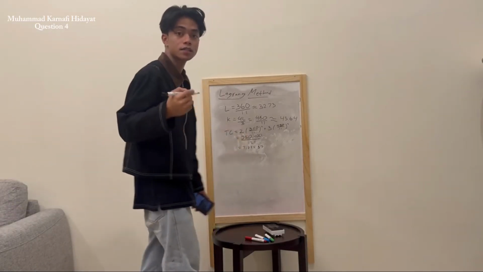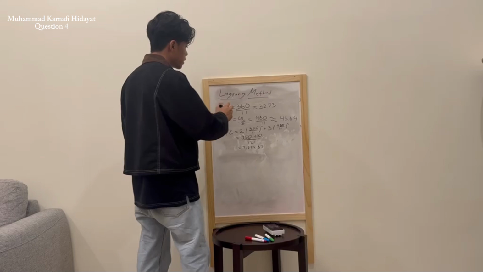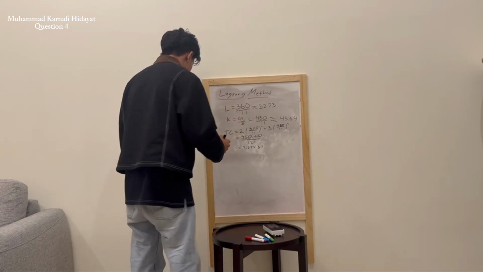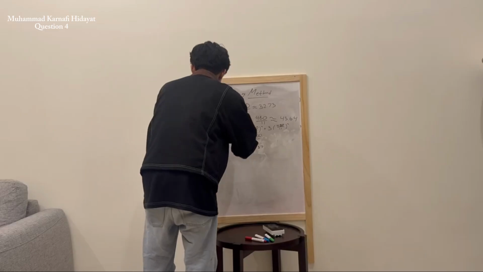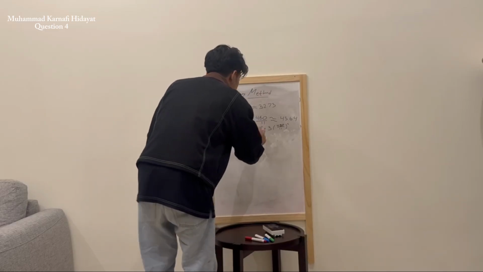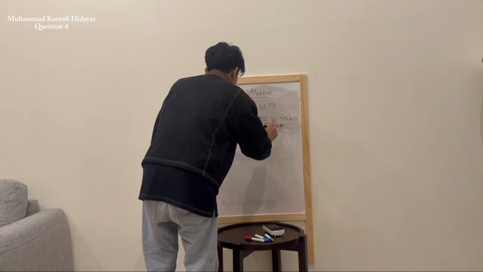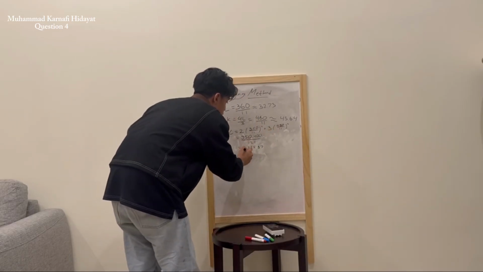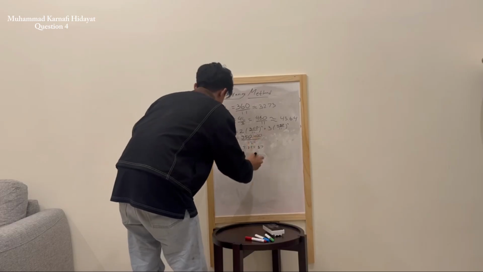Okay, for the last step, finally, I plug the L and K values back into the total cost, which is total cost equal to 2 times L squared plus 3 times K squared, which gives us approximately 7,855.37.